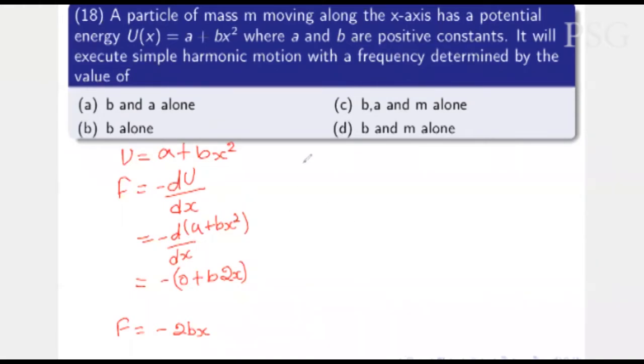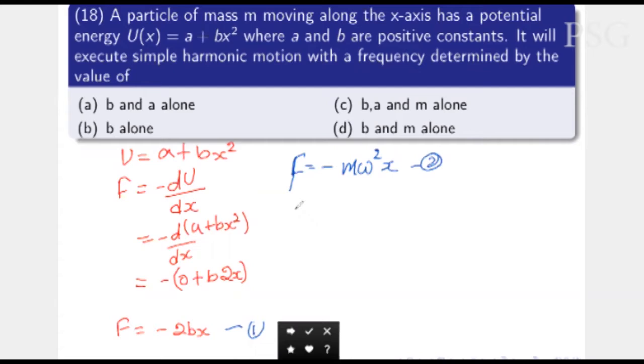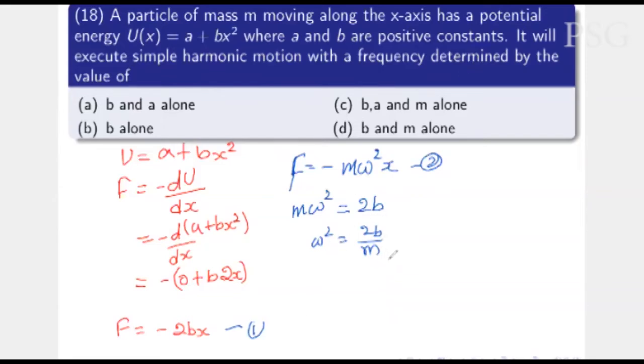We also know that the force in a simple harmonic oscillator is equal to minus m omega squared x, correct? So from these two equations I can say that m omega squared is equal to 2b. There is x here and x here, so it cancels. M omega squared equals 2b, or omega squared equals 2b by m. So you can answer the question now. The angular frequency depends on b and m alone. So option D is correct.